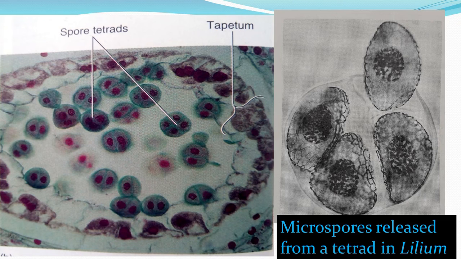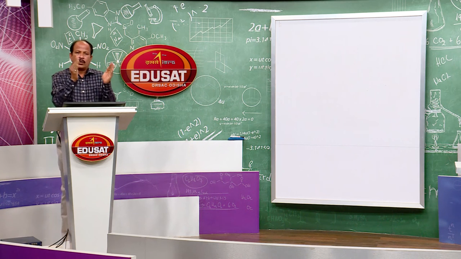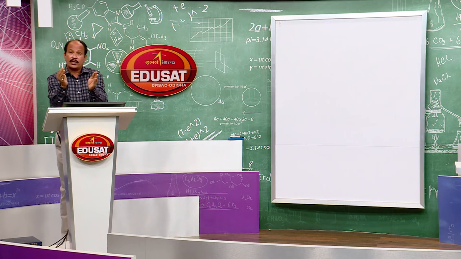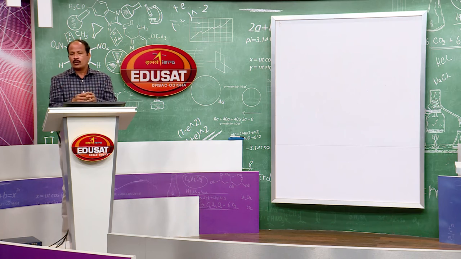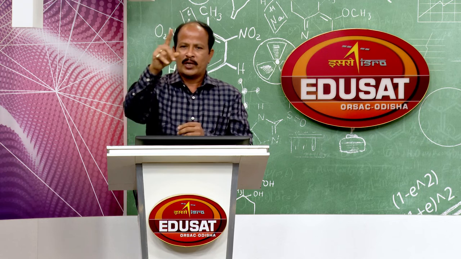Further, the callase enzyme is secreted by the tapetum. So, the tapetum secretes callase, which digests the wall surrounding all 4 microspores and the cementing substance in between them. Ultimately the microspores are unglued and separate from each other, and once the microspores are free from each other, the term pollen grain is used. So, the immediate product of meiosis is microspores. Once the microspores are free and independent, the term pollen grain is used. So, a young pollen grain, and subsequently they mature to form a matured pollen grain.